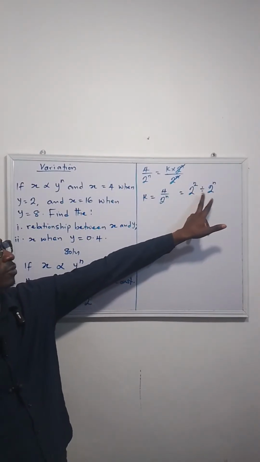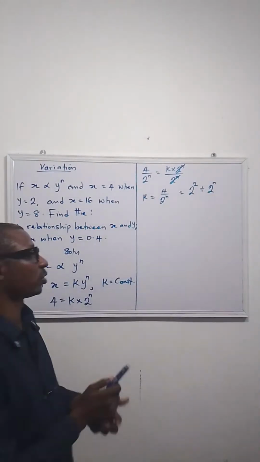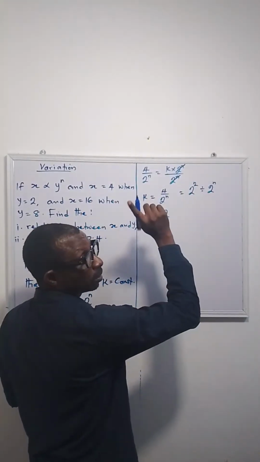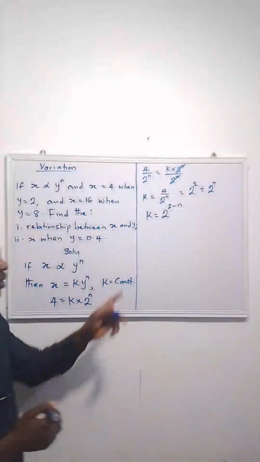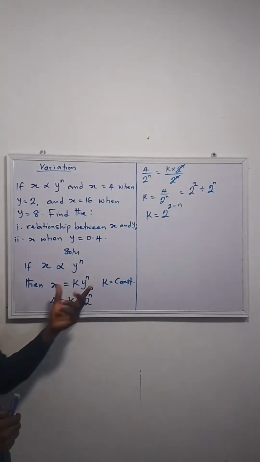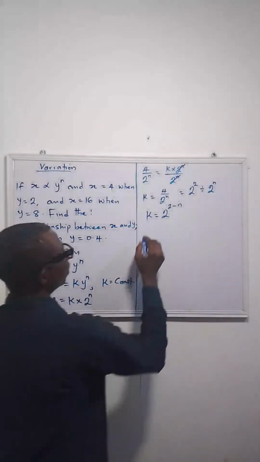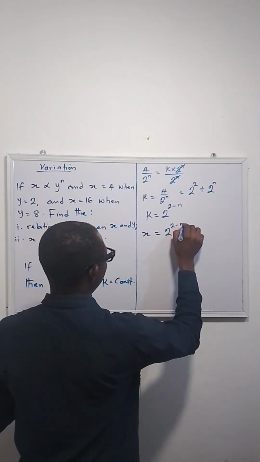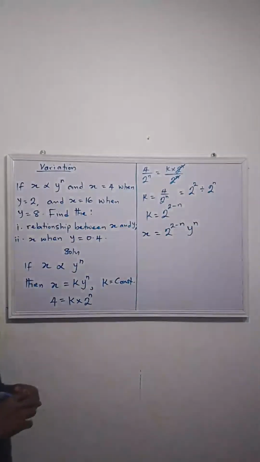And your law of indices, when dividing, what do you do to the power? You subtract the power. So that means k is the same thing as 2 raised to the power of 2 minus n, and this is the value of k. All right, so now we plug the value of k into this equation. So it becomes x equals 2 raised to the power of 2 minus n, y raised to the power of n. Can you see that?